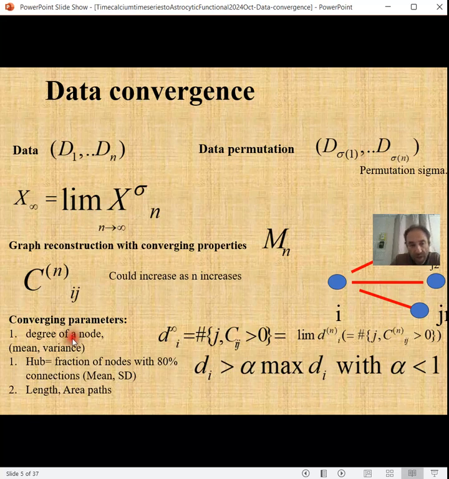And you can be interested in other quantities, such as the hub, which is a fraction of nodes that can be connected to a large fraction of the other nodes. Let's say, for example, if you fix alpha equals 80%, you want to have the nodes that are close to 80% of the maximum degree. And you can calculate other quantities. So, for example, you can calculate the mean, the standard deviation, as your number 1 to n increases. You can also look at the length or the area covered by paths, if you remember the paths in the previous YouTube video.